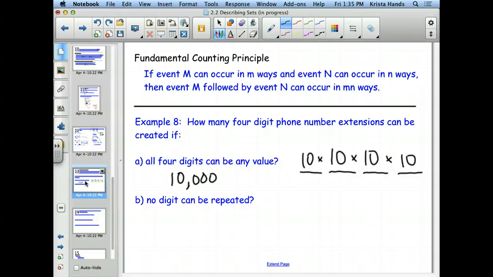What if you can't repeat digits? Now that doesn't really make a lot of sense with the phone system, but let's talk about how we would describe this. For the first digit, how many different options? 10. But if you can't repeat digits, then the second digit you would only have 9 choices. The third digit, 8, and the fourth digit, 7. So someone grab a calculator for us and let's multiply this out. 10 times 9 times 8 times 7. 5,000.